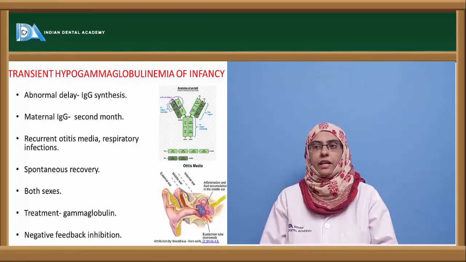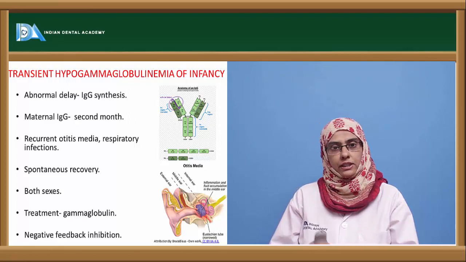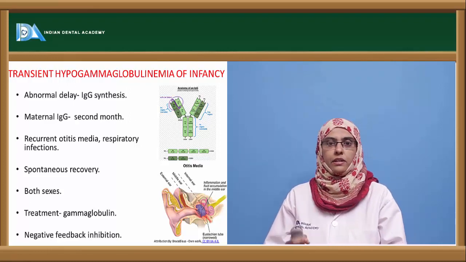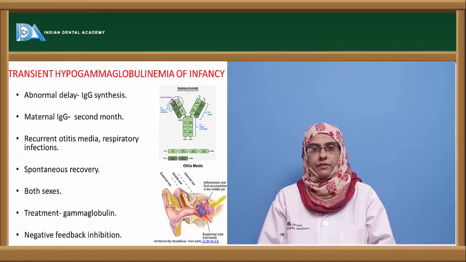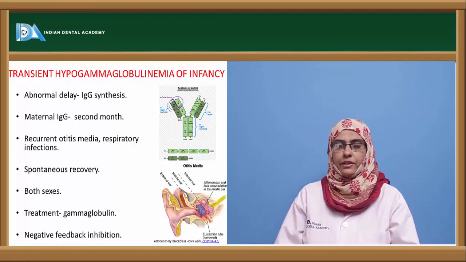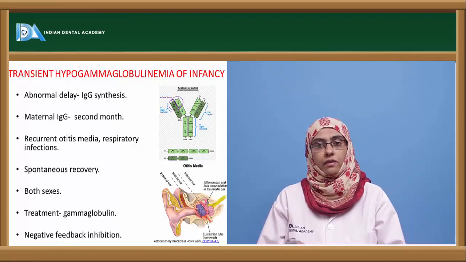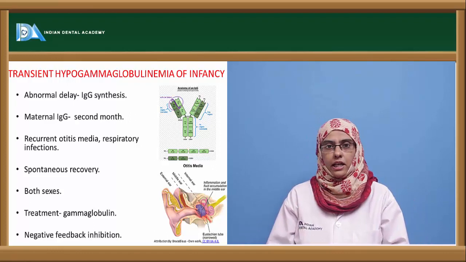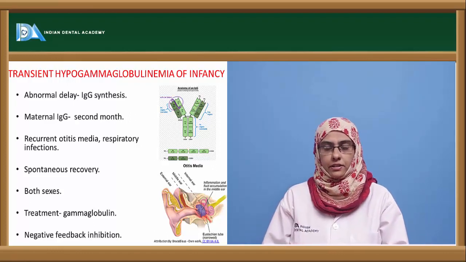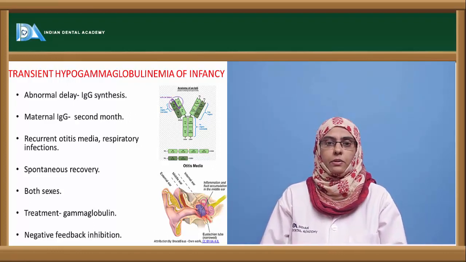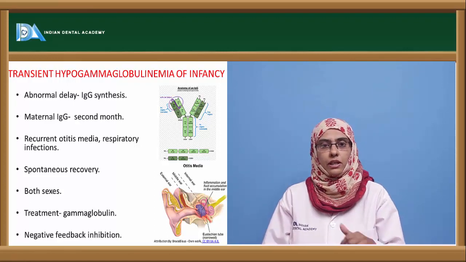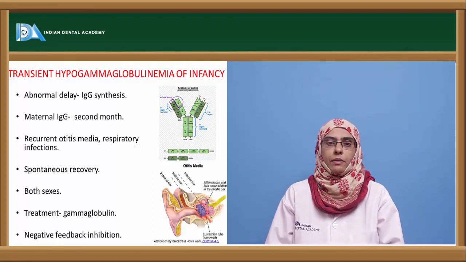the baby from different kinds of infection. So due to this transient hypogammaglobulinemia, the child is more prone to recurrent infections, such as respiratory infections, otitis media involving ear infections, or other systemic infections. Now here there is a spontaneous recovery because there is no damage to the humoral immune response as such in this particular type of disease.